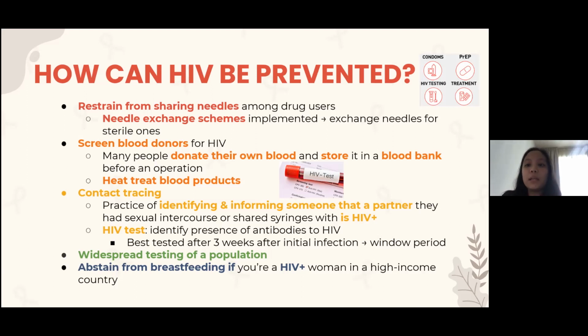Fourth is to do widespread testing of the population, and fifth is to abstain from breastfeeding if you're a HIV positive woman in a high income country. Because if you're a HIV positive woman in a low income or middle income country and you have access to drugs such as the antiretroviral drug, it's best to continue breastfeeding because you may not have access to clean water to mix the formula milk with to feed your baby. Next slide, please.